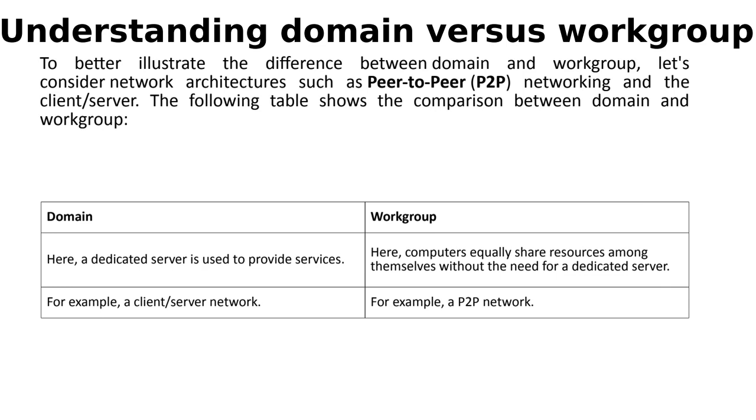What is the difference between domain and work group? Work group is when you have computers linked together without any server. Okay, simple network. With work group, each computer has the same privileges. No one controls the other. No one controls authentication. Everyone is responsible for his own laptop or computer. With the domain, you have a dedicated server, so you have more control, more security. An example of domain is a client-server network. An example of work group is a peer-to-peer network.